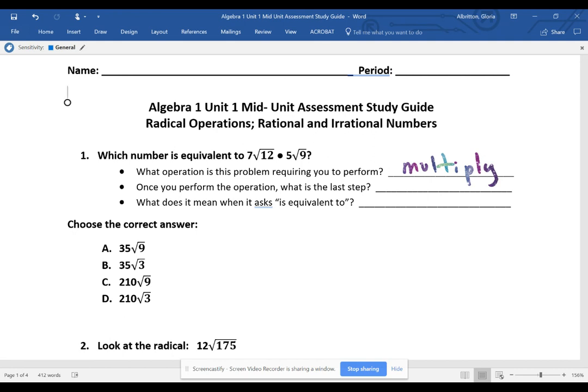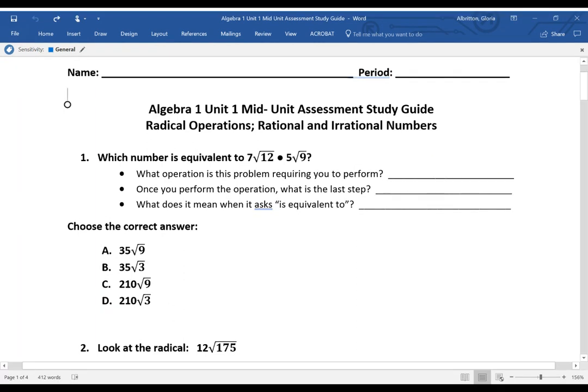Once you perform the operation, what is the last step? Remember the steps of multiplying radicals. Step 1, multiply the coefficients. Step 2, multiply the radicands. And step 3, simplify. So once you perform the multiplication operations, the last step is simplify.